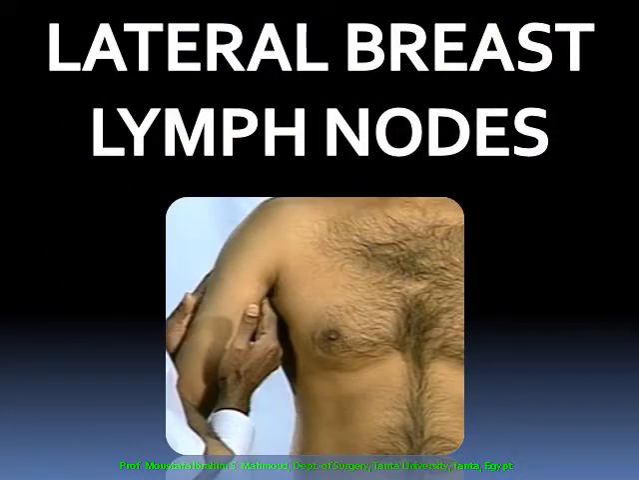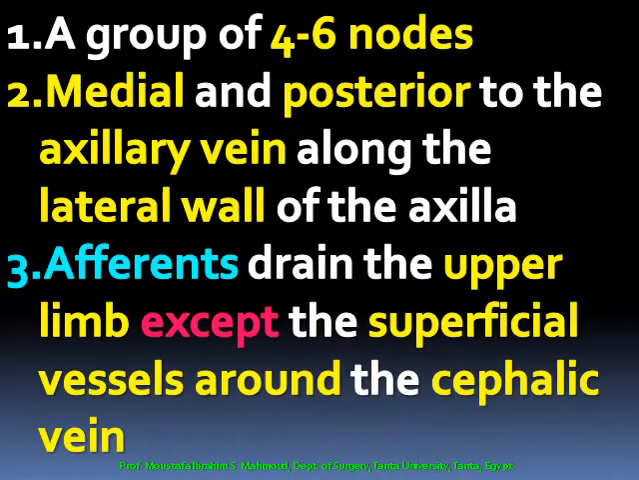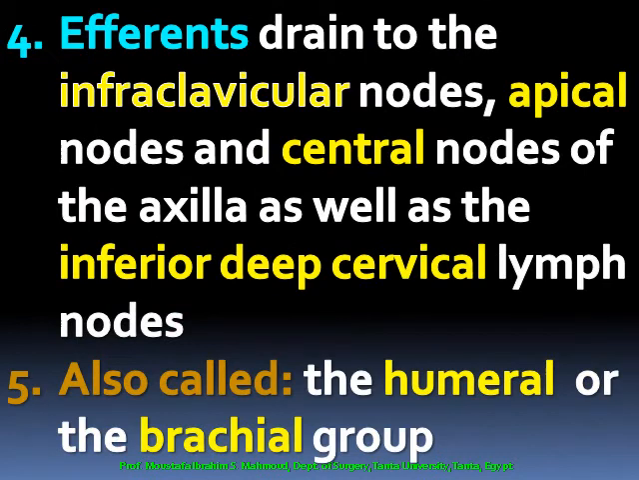Lateral breast lymph nodes, a group of 4 to 6 nodes, medial and posterior to the axillary vein along the lateral wall of the axilla. The afferents drain the upper limb except the superficial vessels around the cephalic vein. The efferents drain into the infraclavicular nodes, apical nodes, and central nodes of the axilla, as well as the inferior deep cervical lymph nodes. Also, it is called the humeral or the brachial group.